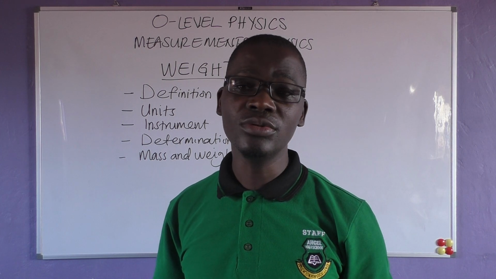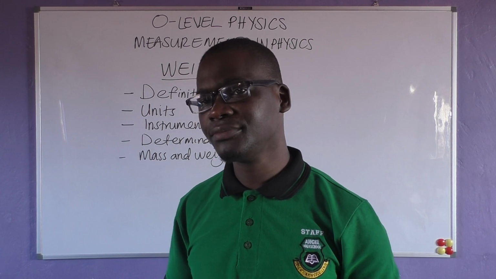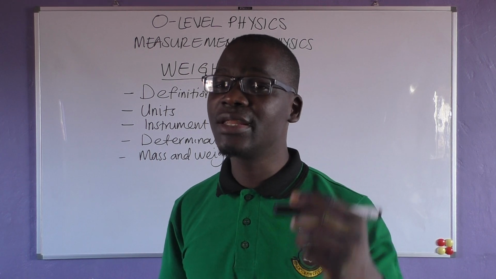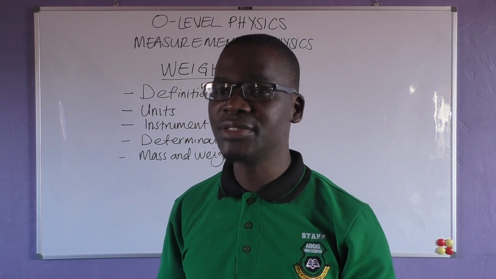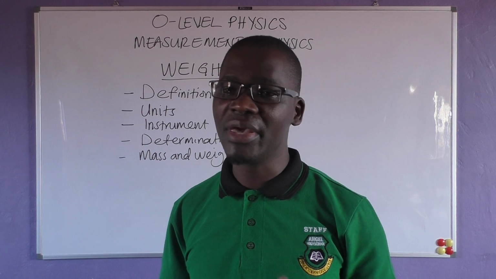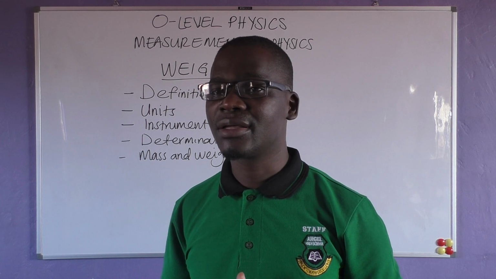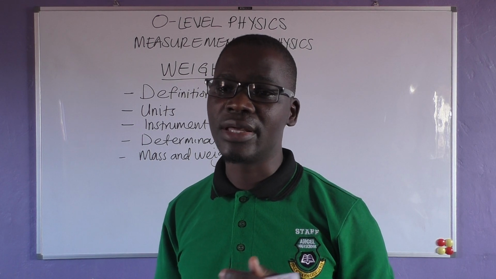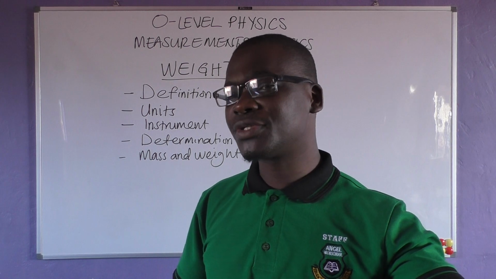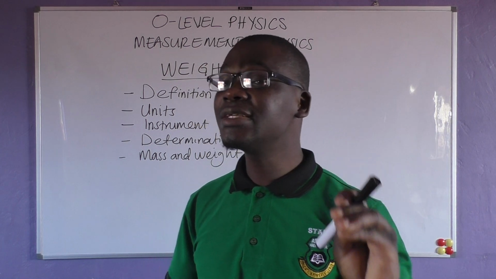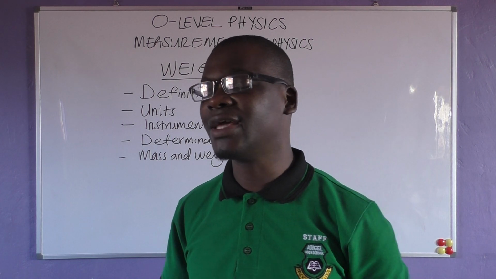Maybe lastly, as I conclude, let us discuss why weight varies from one place to another. Weight varies because the acceleration due to gravity that determines weight also varies from one place to another, depending on the position of the place on the Earth, because the weight near the poles of the Earth is not the same as the weight at the center or at the equator of the Earth.